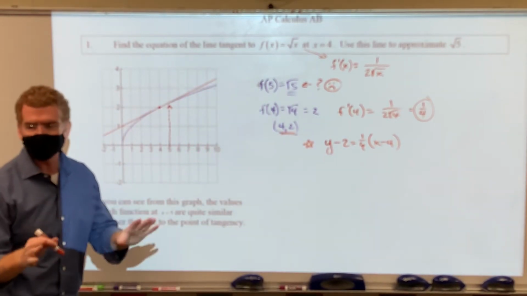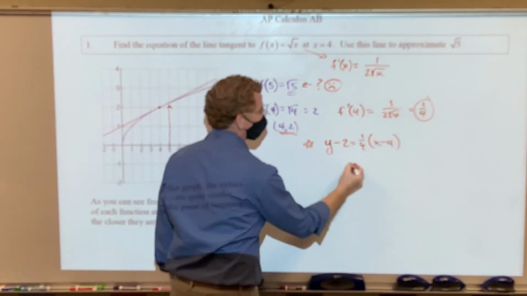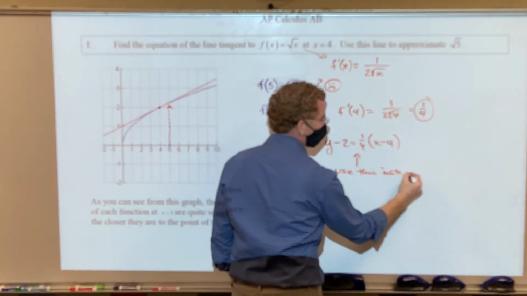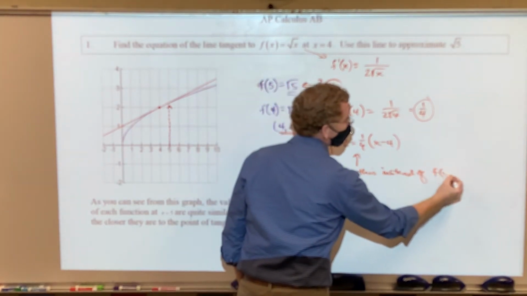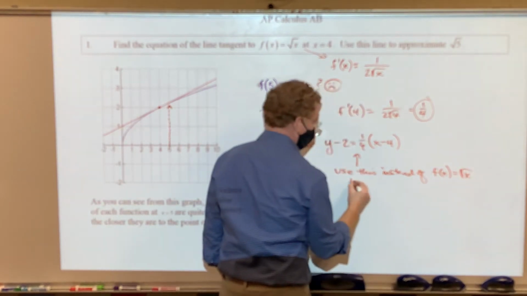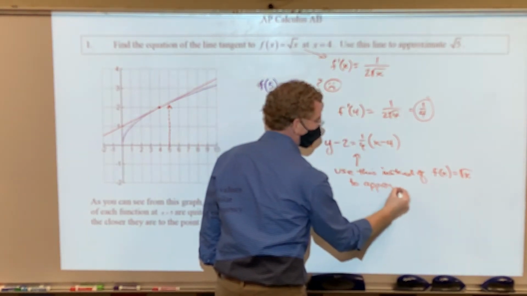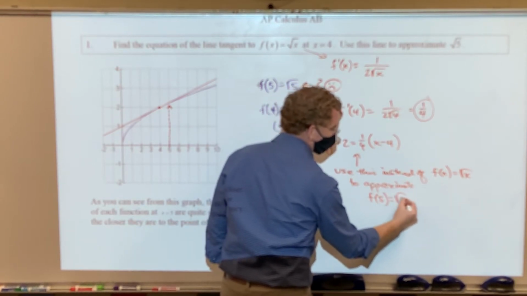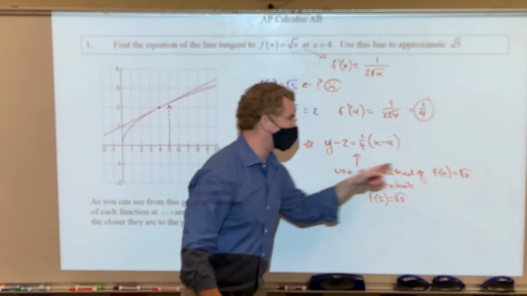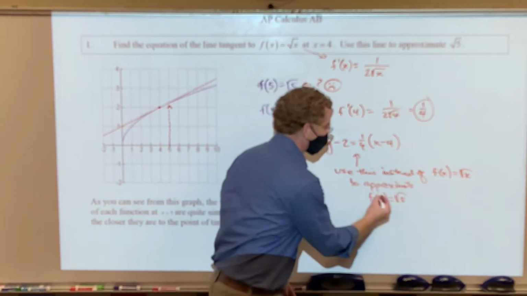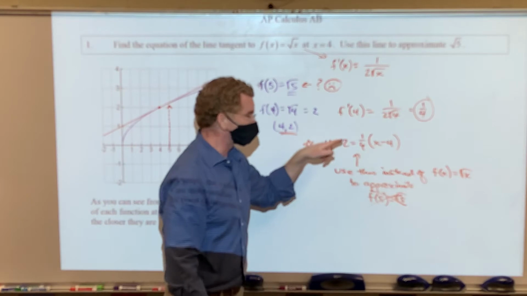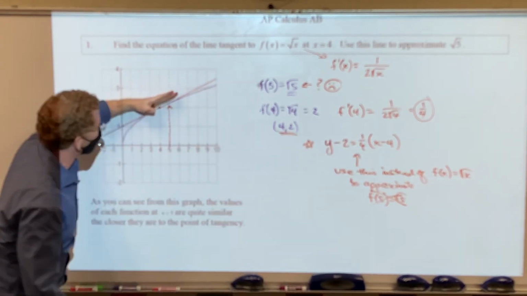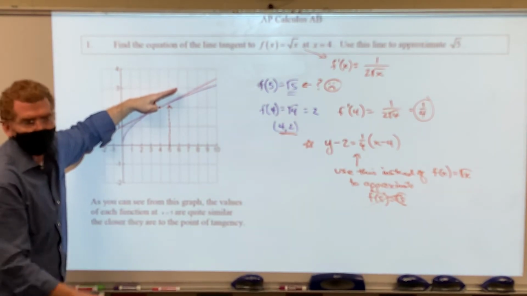But what I'm going to do now is use this instead of this to approximate f of 5, which is root 5. So instead of plugging 5 into this function, I'm not going to do that. I'm going to plug 5 into that function. Are you with me? And because they're so close to each other, I should be pretty accurate.